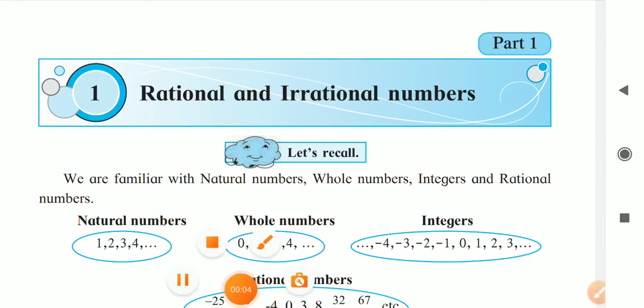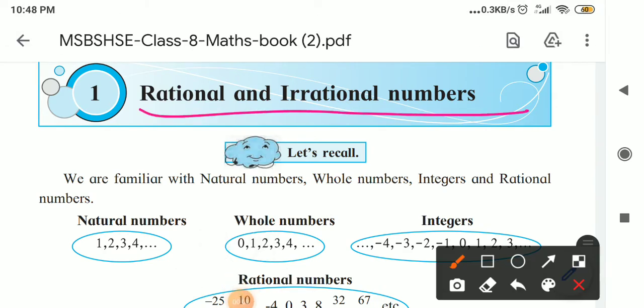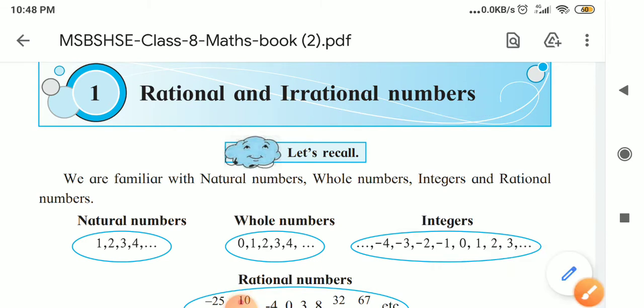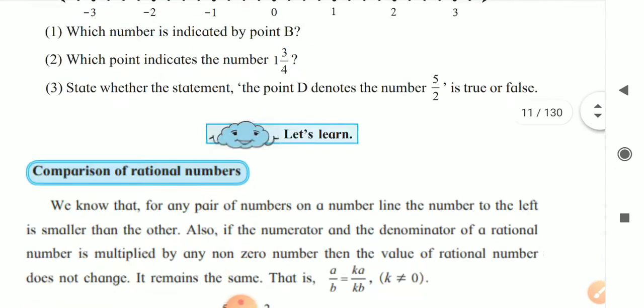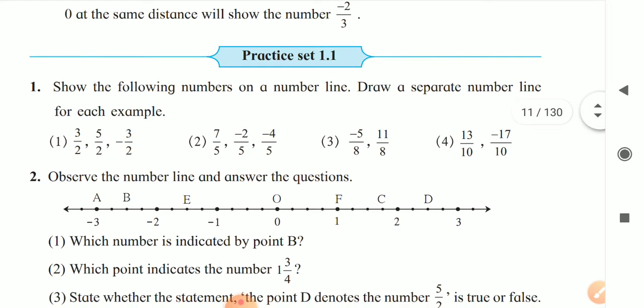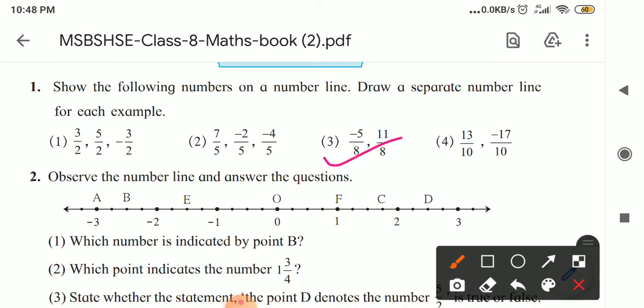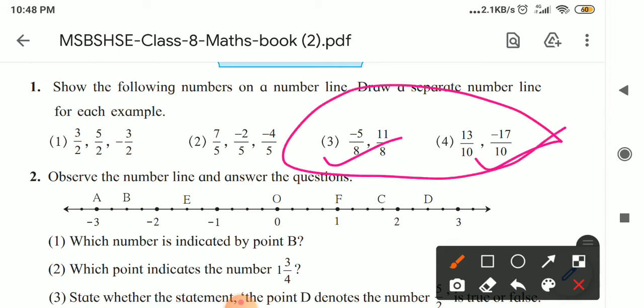Lesson number one, that is rational and irrational numbers. Under this lesson, today we are going to see the comparison of fractions. In the last lecture, we saw practice set number 1.1, how to plot rational numbers on a number line, okay, that we had seen.